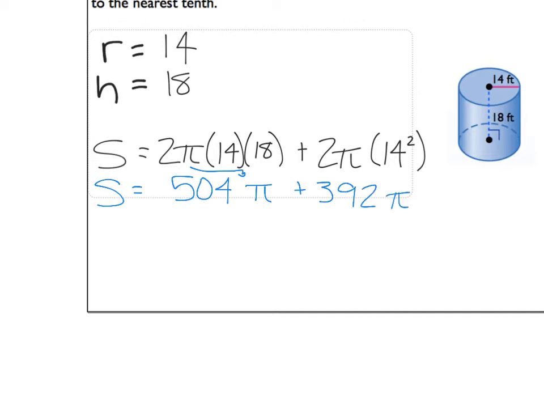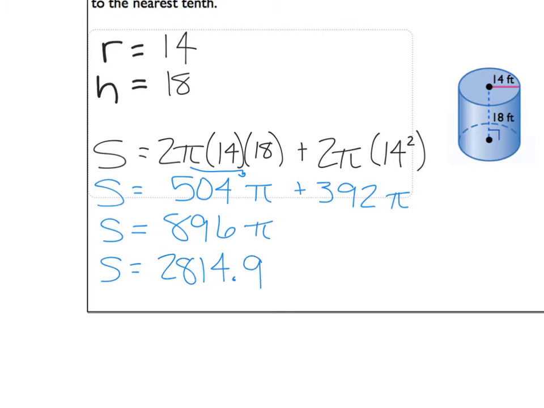All right, so now I see that for my surface area, I can combine these two numbers. So 504 plus 392 will give me 896 pi. So to get my surface area, I'm going to multiply that through. So I'll do 896 times pi, and that'll give me roughly 2,814.9. So there's my surface area.